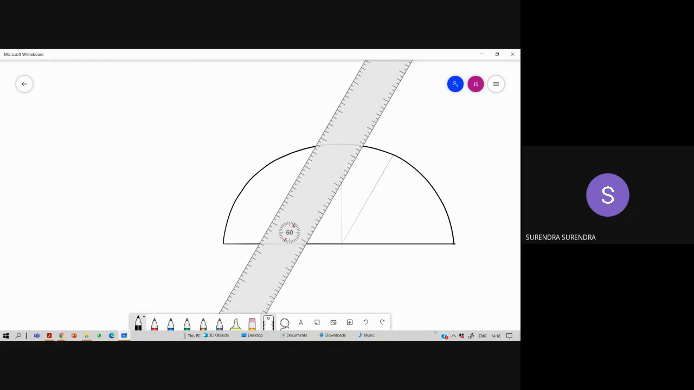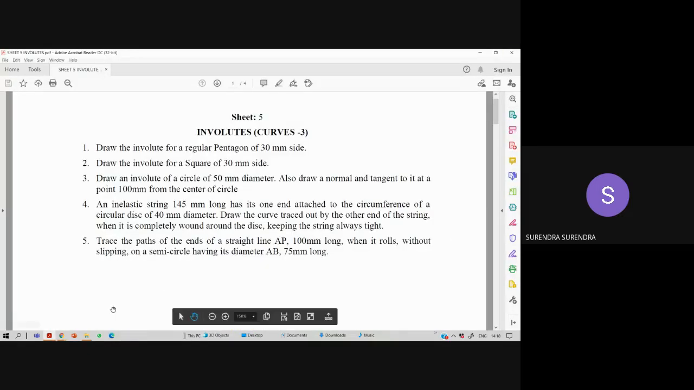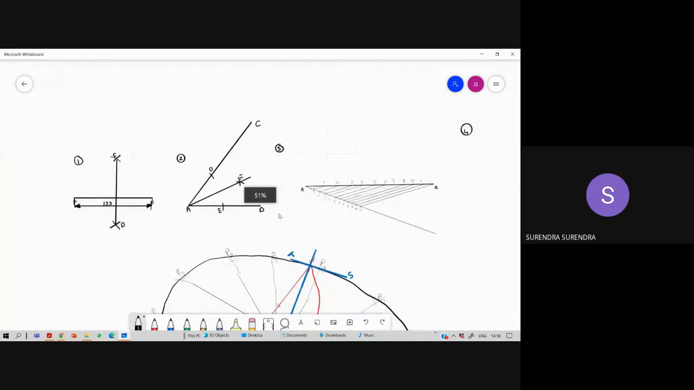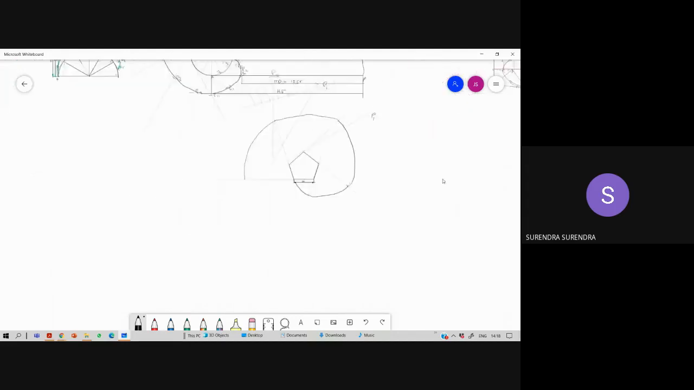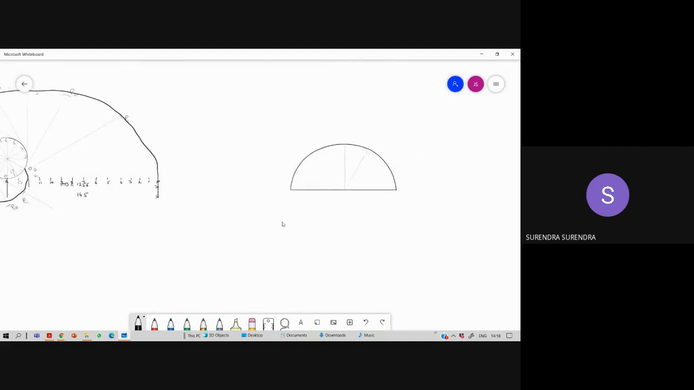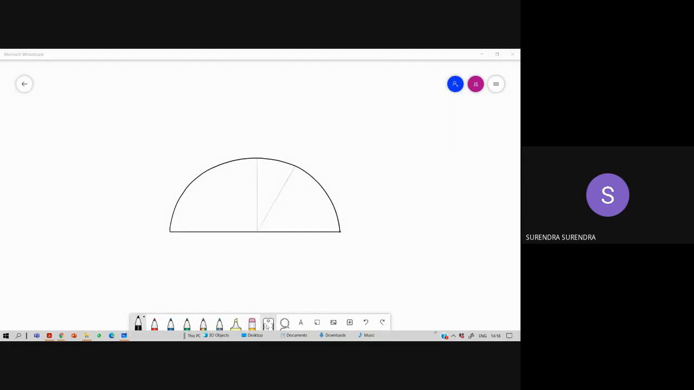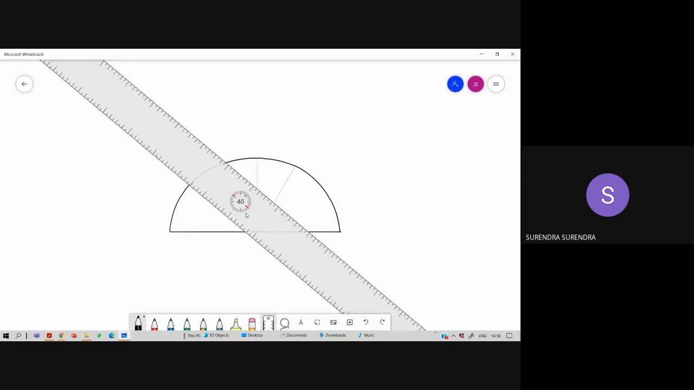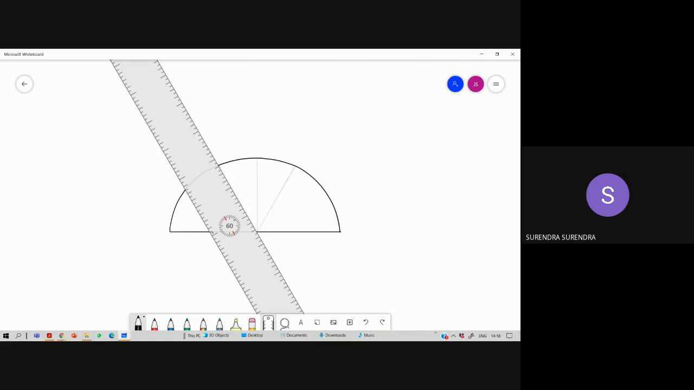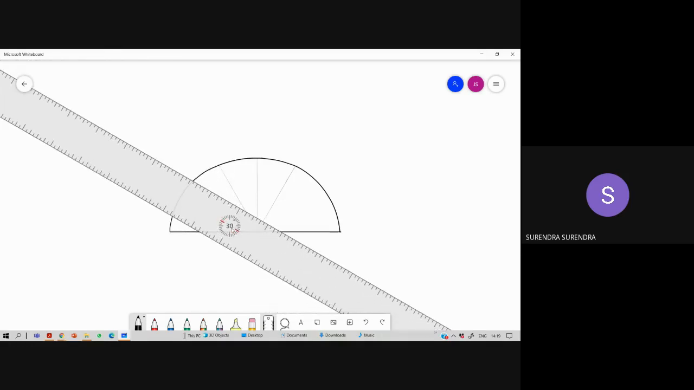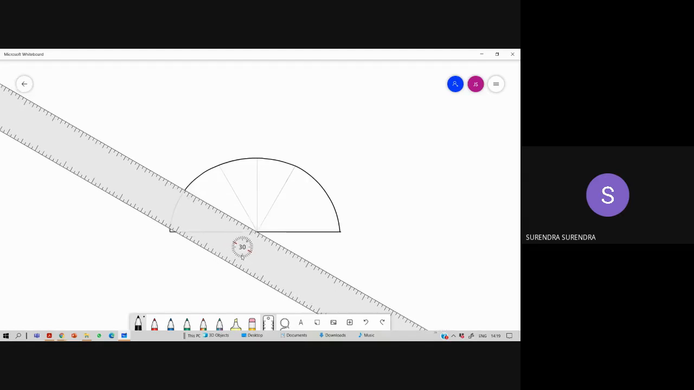Divide this semicircle into 6 parts, drawing lines at every 30 degrees, or you can also follow the arc method.